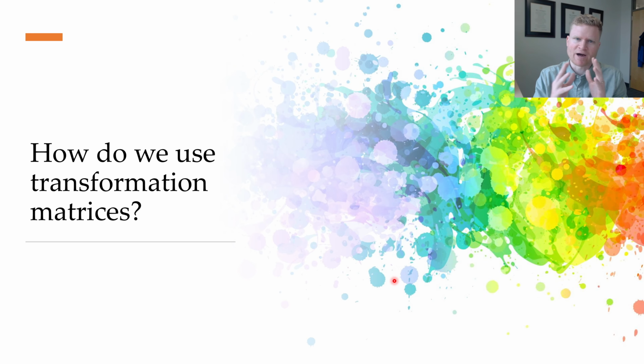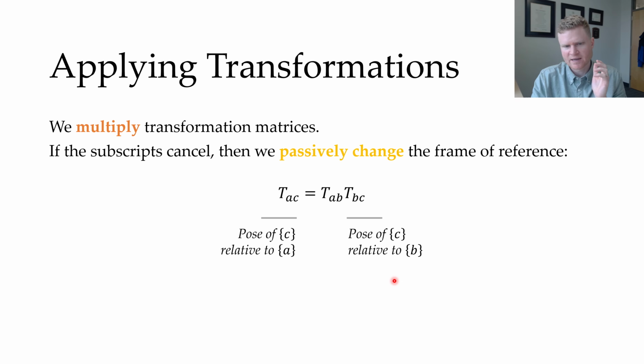Okay, so I've got it. I know a little bit about the properties. Now, how do I use these transformation matrices? No surprise, we're going to use them by multiplying them. Very similar to rotation matrices, the idea is that we want to multiply these transformation matrices in order to capture rigid body motion. That's part of the reason why we defined them the way that we did.